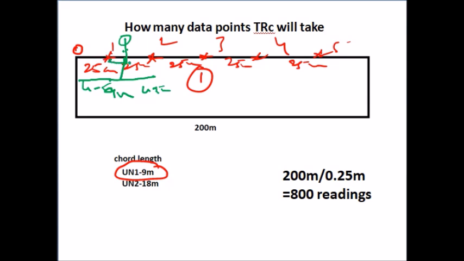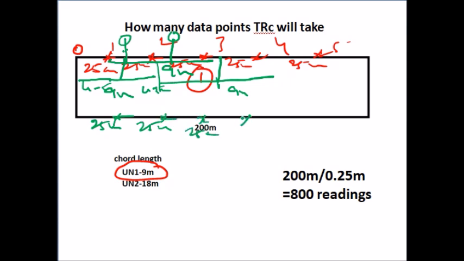Next, it will move by 25 centimeters. From here it will take 9 meters, and at the center, this is data number 2. Next, another 25 centimeters, it will fix 9 meters and record data number 3. Like that it keeps on recording. So every 25 centimeters it is taking the data. Over the 200 meters length, each data point is at 0.25 meter.